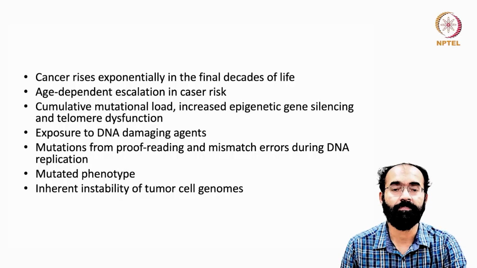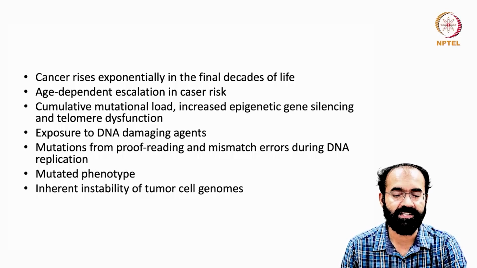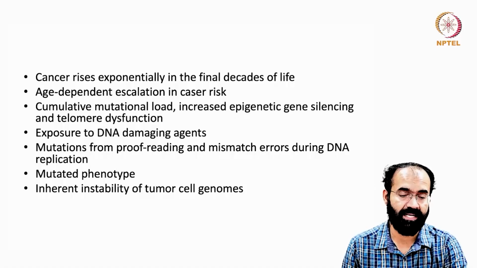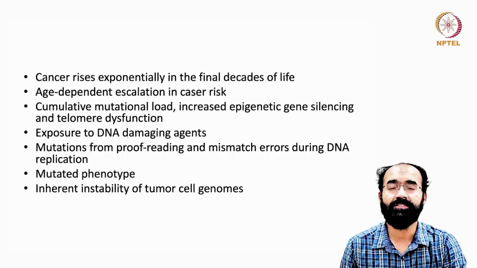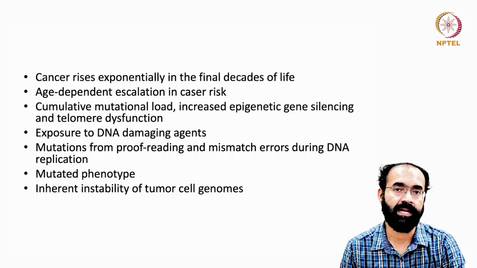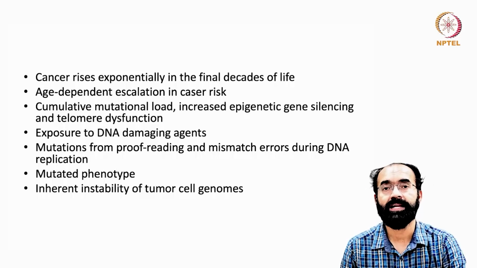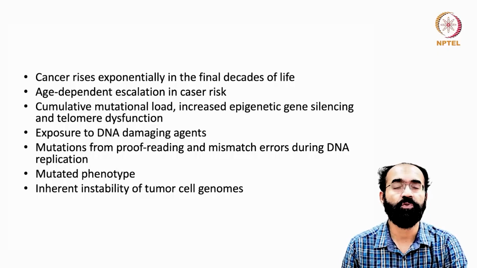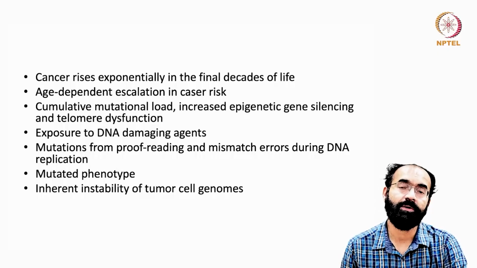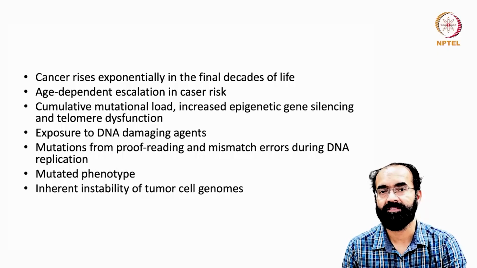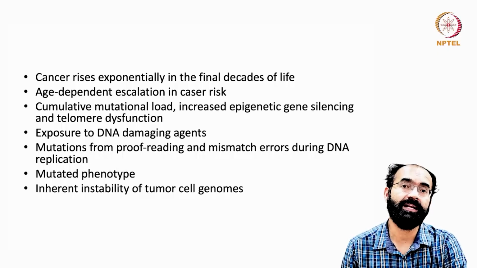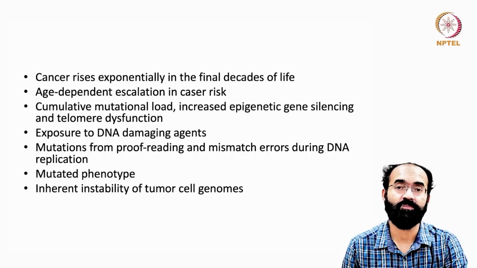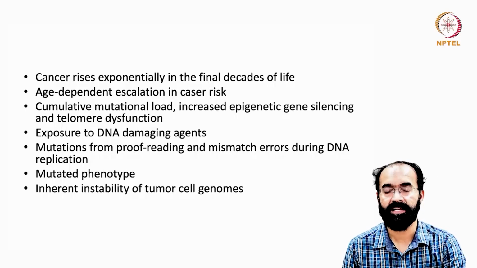Next, mutations from proofreading and mismatch errors during DNA replication. Normally when DNA is replicated, there is always a possibility of having errors, and our DNA polymerase has proofreading activity. RNA polymerase also has proofreading activity. Only the RNA dependent RNA polymerase from some viruses does not have proofreading activity.